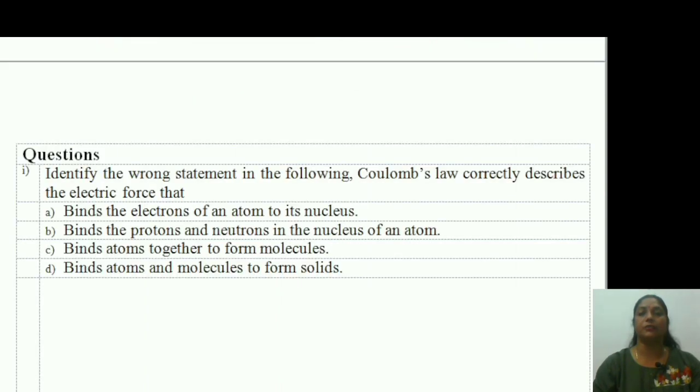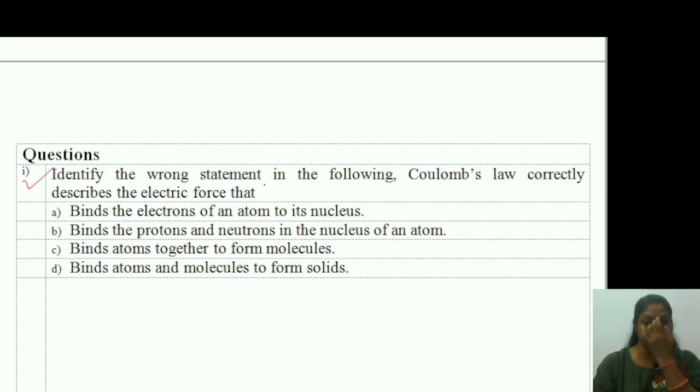Now let us start to solve question number 1. What is question number 1? Here it's given: identify the wrong statement in the following. Coulomb's law correctly describes the electric force that. Some statements are written here about Coulomb's law. You have to find the wrong statement. Okay. So you know Coulomb's law, everything about Coulomb's law. Now let us read all these options one by one.